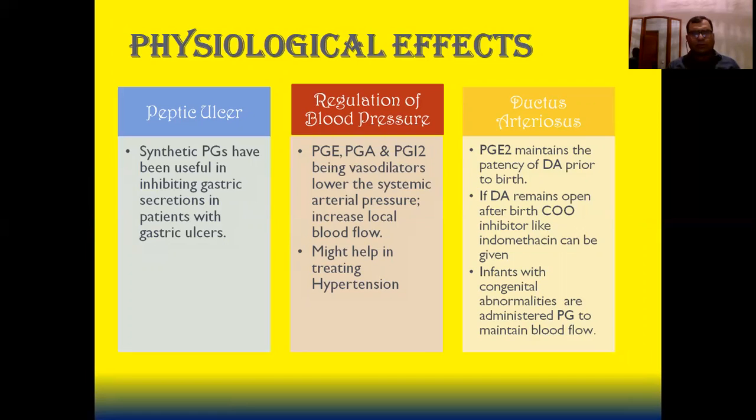Ductus arteriosus: prostaglandin E2 maintains the patency of the ductus arteriosus prior to birth. If the ductus arteriosus remains open after birth, a cyclooxygenase inhibitor like indomethacin can be given. Infants with congenital abnormalities are administered prostaglandin to maintain blood flow.